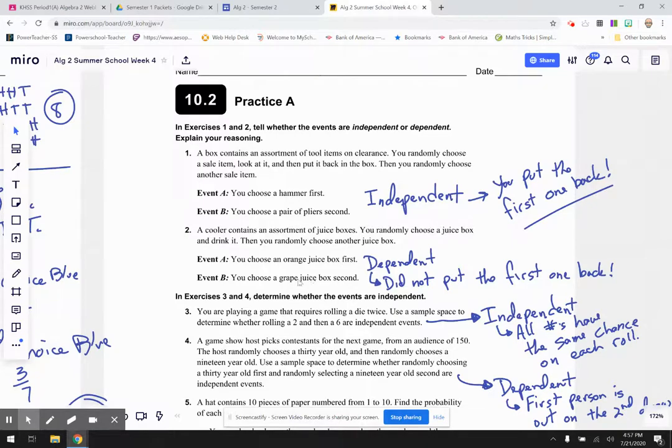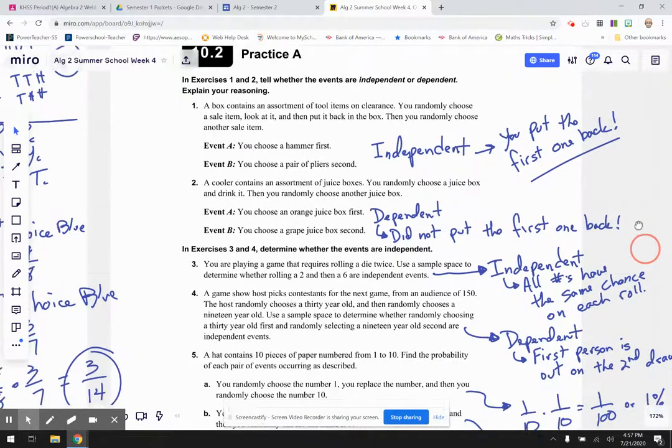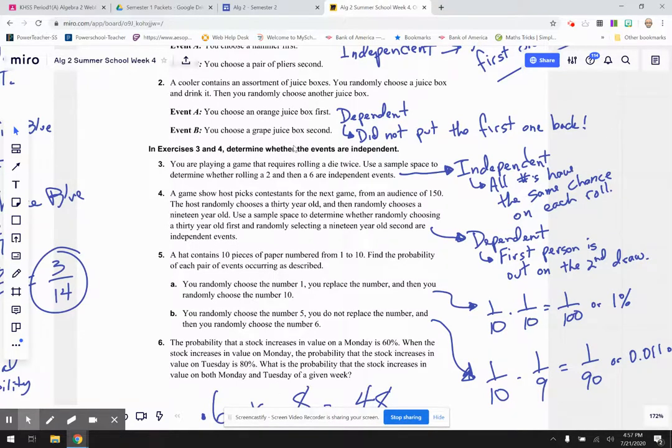This one is dependent. The probability of the grape will depend on what you pulled out because you took it out and you kept it out. Now there's less total. So that changes your probability when there's less total because you didn't put the first one back. So that's called a dependent event, when this probability is going to depend on this one because you took it out and kept it out.